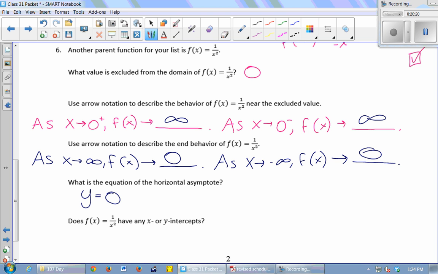Does 1 over x squared have any x or y intercepts? No, for the same reason as 1 over x. I try to plug 0 in and I can't, so it has no y-intercept. I try to set it equal to 0, and I end up with an equation that has no solutions.